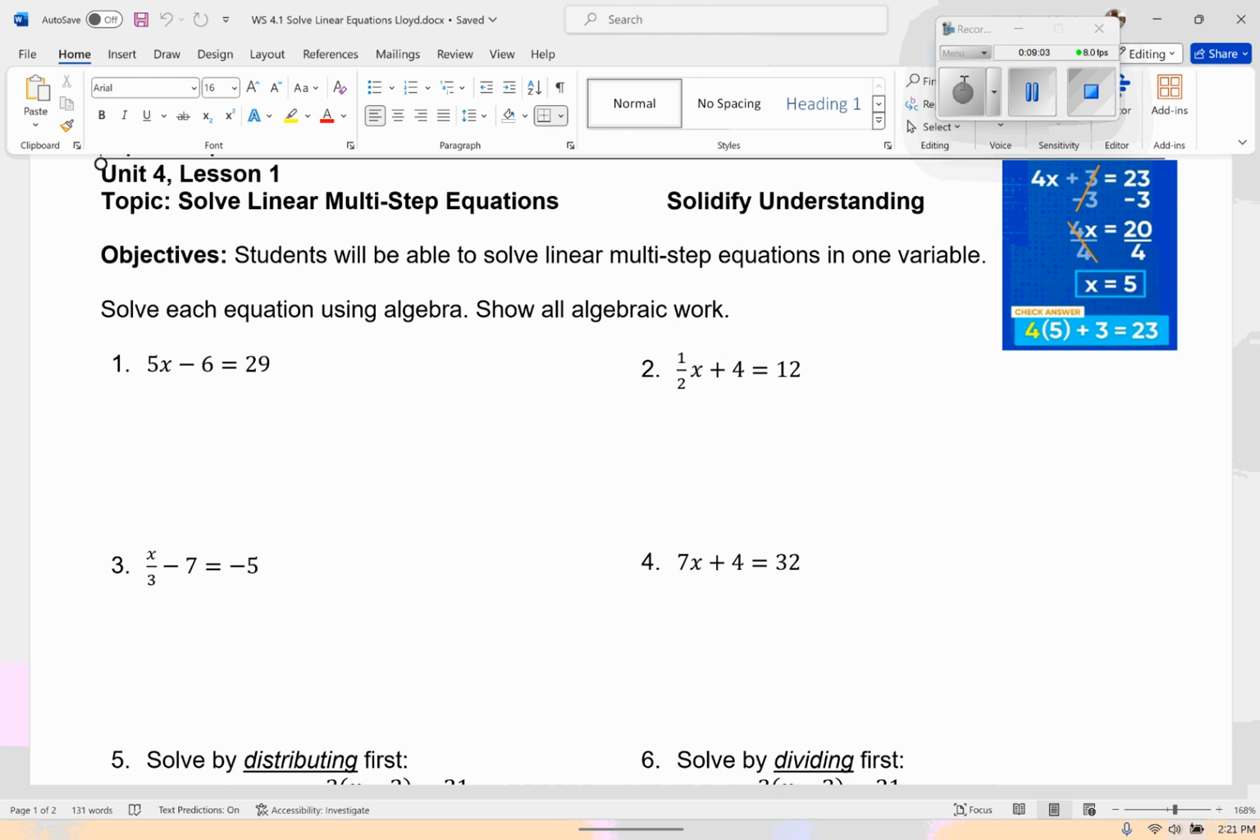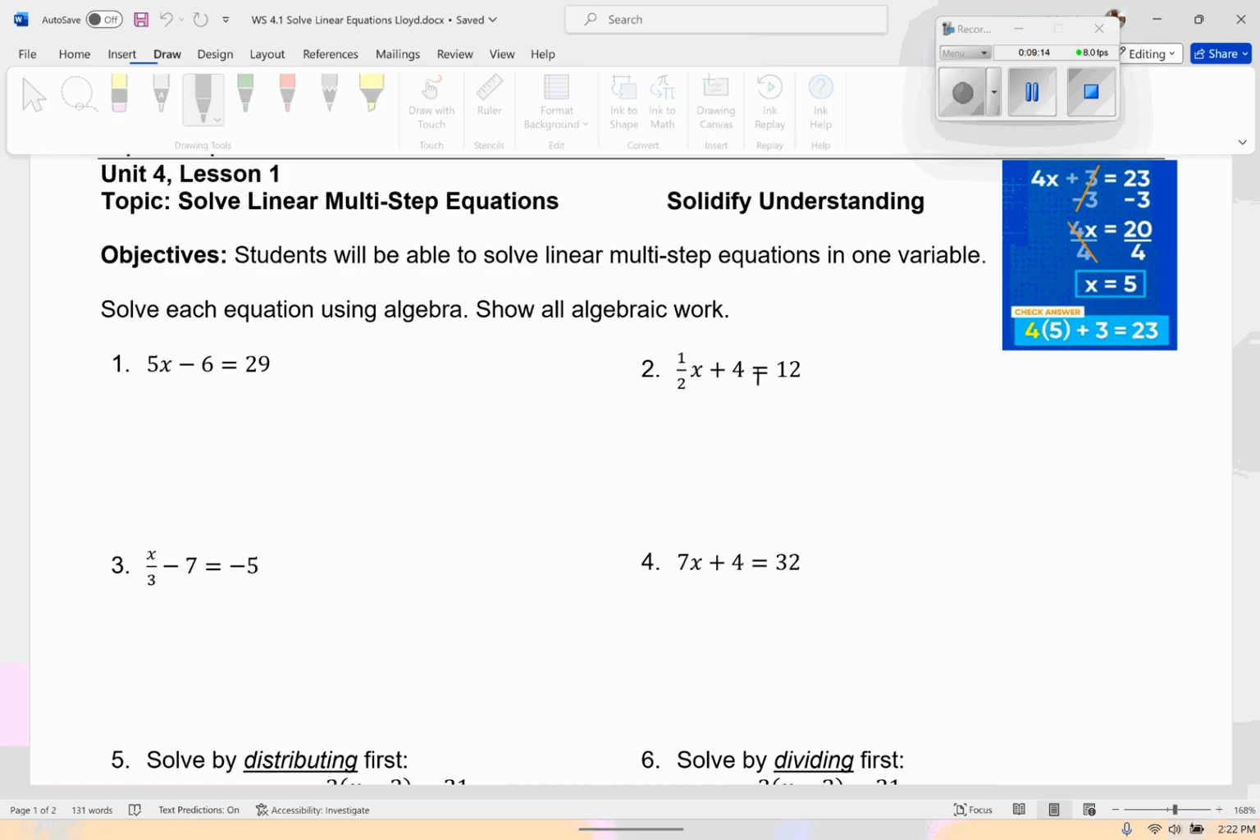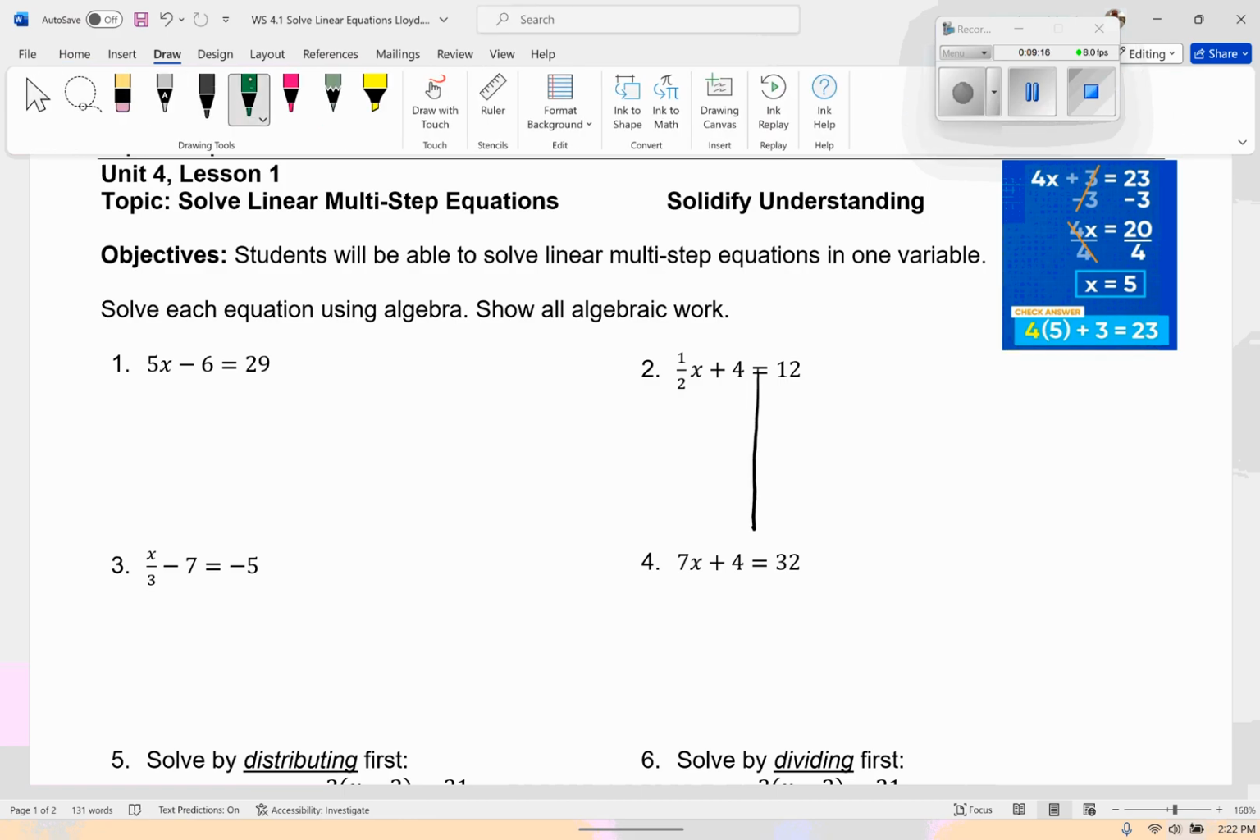So we want to figure out what number we could put in for the variable that would solve the equation. So if we take a look at, say, problem number 2. I'm going to draw this line straight down. We've done this a few times already. I just want to make sure you feel comfortable.